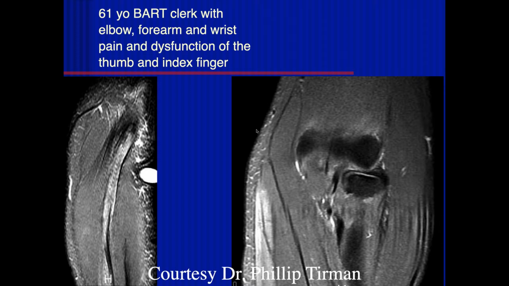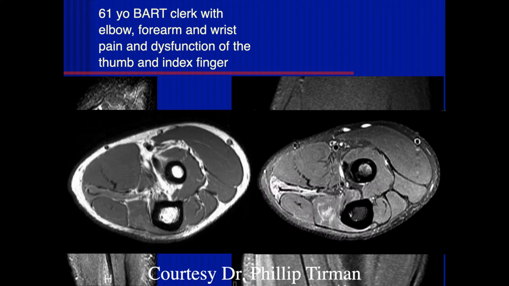A 61-year-old BART clerk with elbow, forearm, and wrist pain, and dysfunction of the thumb and index finger. So I see some edema along one of the flexors, is that the flexor digitorum superficialis, kind of down the anterior aspect of it? The pronator is going to be more anterior. Yeah. So we see that. Here are the axial images. And we see edema running down that muscle, kind of compartmentalized. And I can't really see from here where the nerve would be. Yeah, it's hard to see the nerve in this location.